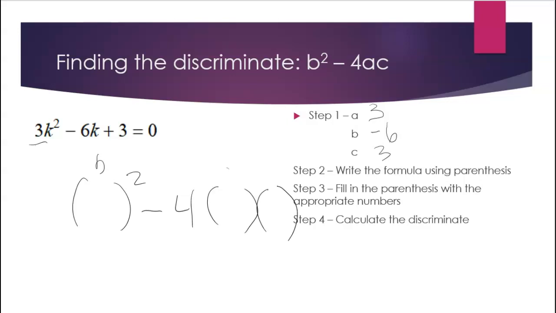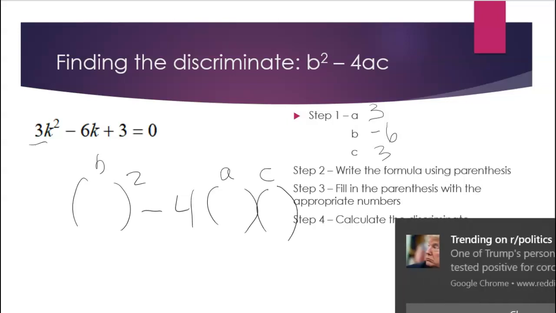B squared minus 4ac. So b is negative 6, a is 3, and c is 3. Negative 6 squared is 36. 4 times 3 is 12. 12 times 3 is 36. 36 minus 36 is 0. So for this particular quadratic equation, the discriminant is 0.